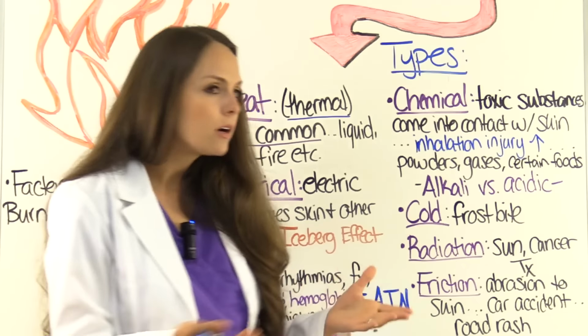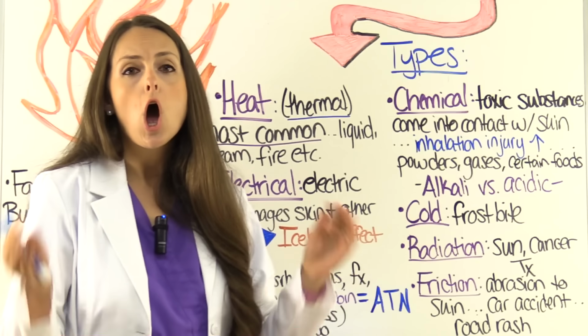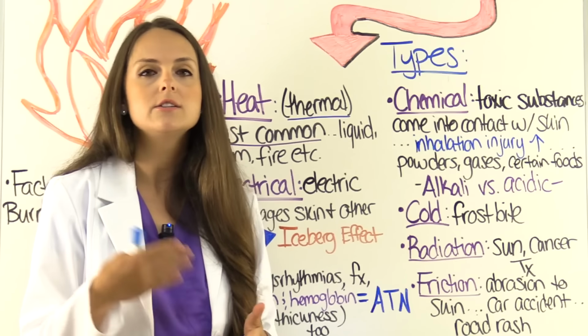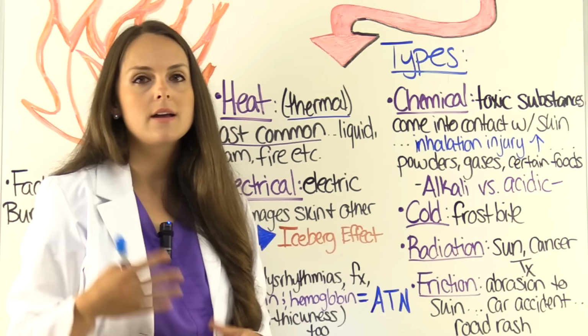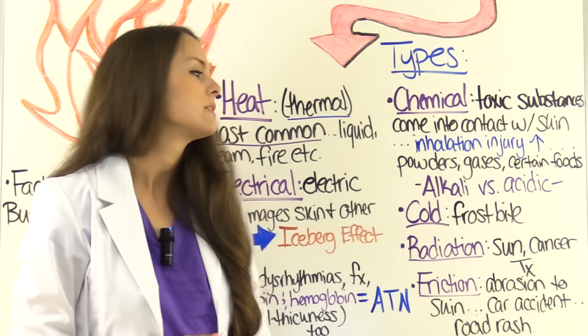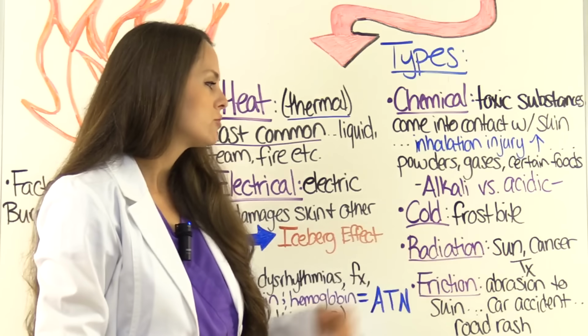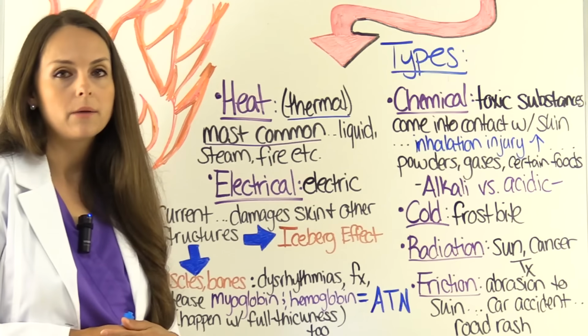Next are cold burns, and this is where the skin has just been overexposed to cold, leading to frostbite. You can also have radiation burns, which is from the sun. Sunburns, we see that a lot, especially during the summer. And from cancer treatments as well, radiation therapy.